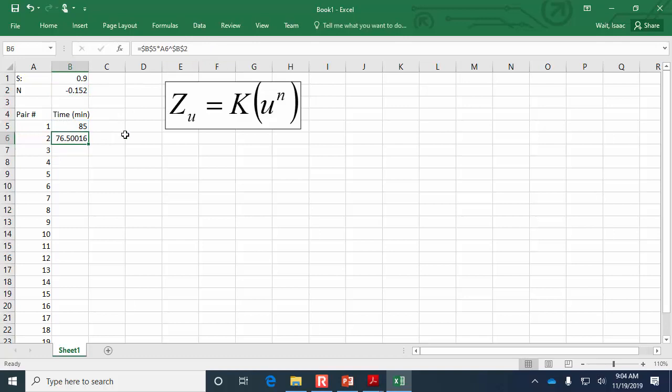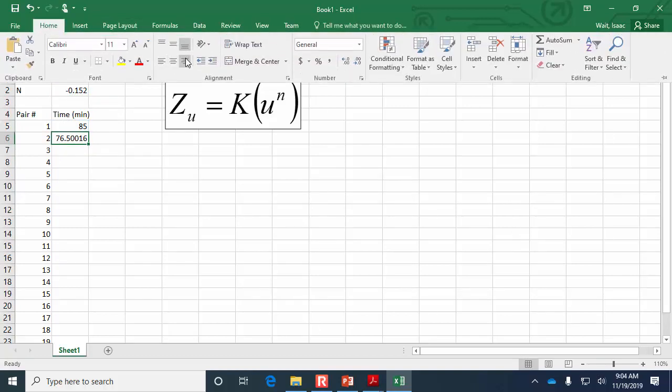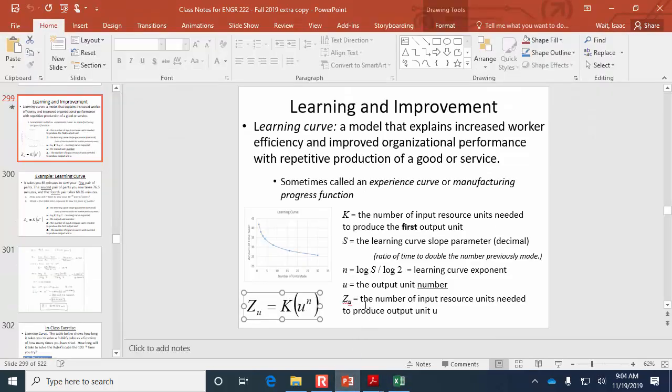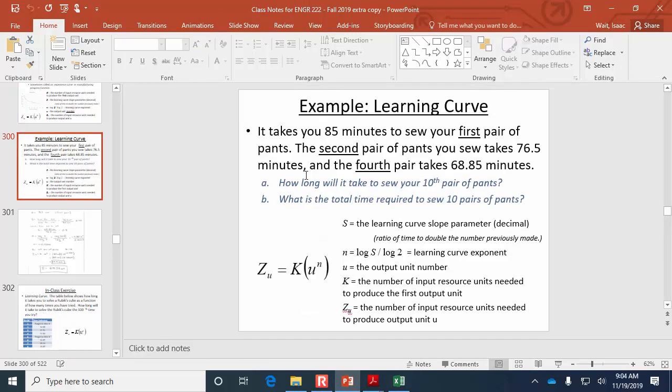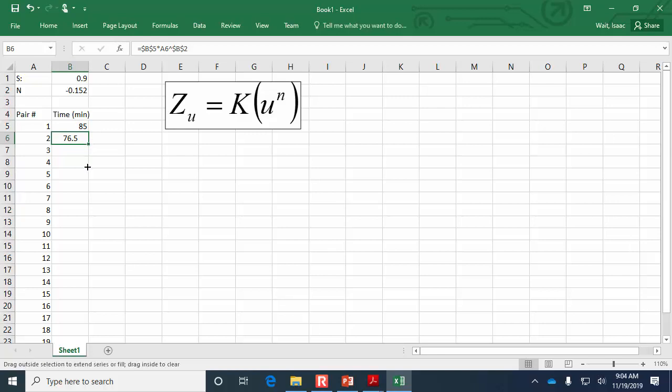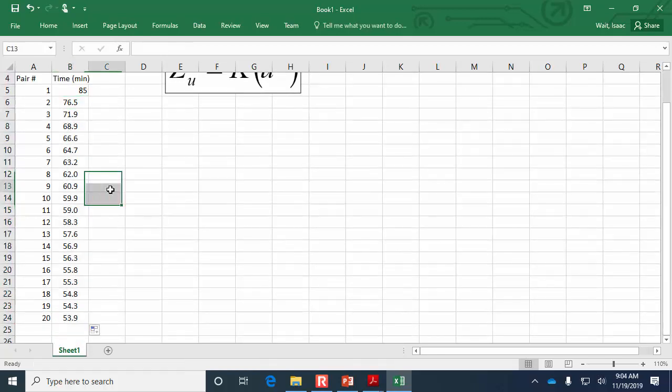So let's see, it said 76.5 minutes for the second one, and that is consistent with what the previous data that we had said. Let's see, where was that? Yeah, 76.5, and so we can drag the formula down and you're making a big jump in productivity from the first to the second, but then from the 19th to the 20th, there's hardly any change at all, just a little bit better. And eventually that would go to a completely flat line.